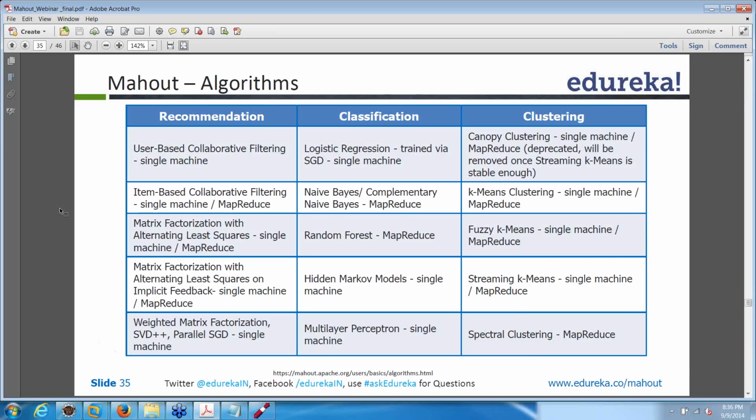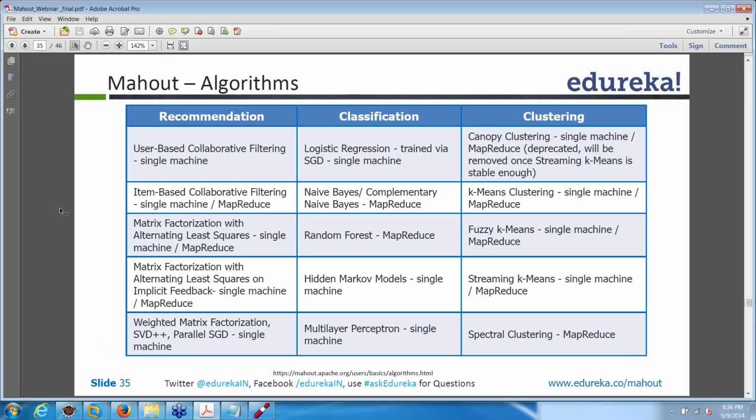So under recommendations, we'll be spending more time on user-based collaborative filtering, that's the user-based recommendation, and item-based recommendation. We'll see how we use matrix factorization to improve the performance of recommendation, as well as weighted matrix factorization, singular value decomposition, and stochastic gradient descent.